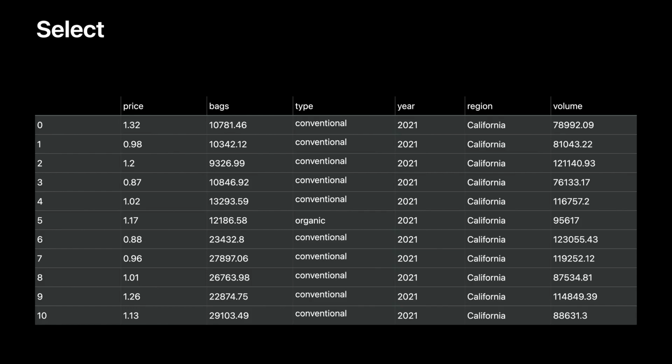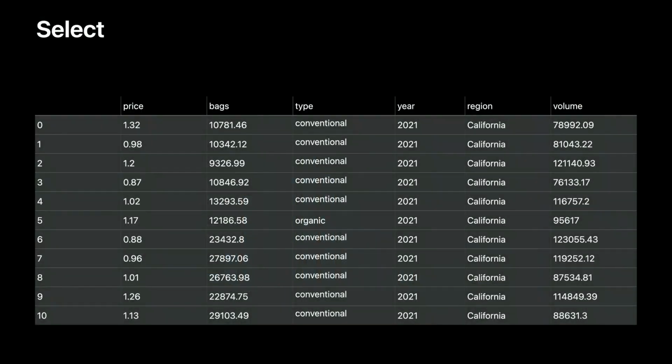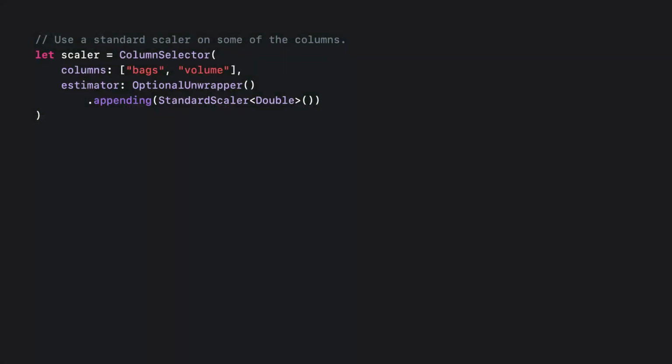Some regressors benefit from having a better representation of these values. For instance, this is the distribution of volume values in the dataset. It is close to a normal distribution, but with large values centered around 15,000. I think this is a great example of a dataset that could benefit from normalization. So the first thing I want to do is normalize these values. To do this, I can pass the column names I want to normalize to the column selector and then use a standard scaler. Here's the code.